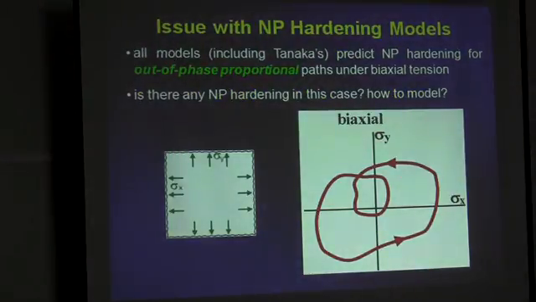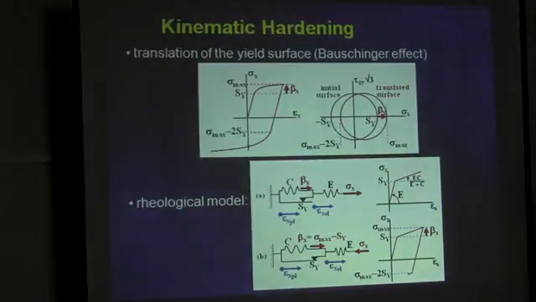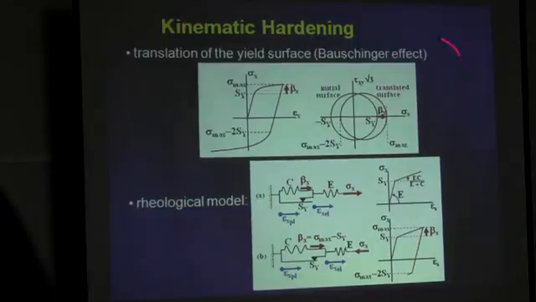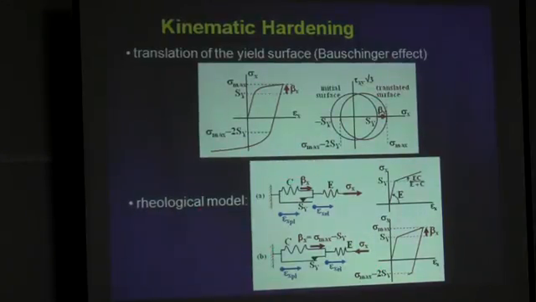One issue with non-proportional hardening models is that all of them, especially Tanaka's model, they predict non-proportional hardening for a cruciform specimen. And that's not supposed to happen, so this is one thing that we might want to improve in these models, or even maybe check if in some cases you might have a little bit, but supposedly if it's called non-proportional hardening, why would it happen in a proportional load? About kinematic hardening, translation of the yield surface, also in fact, actually have very simple rheological models that can explain it.